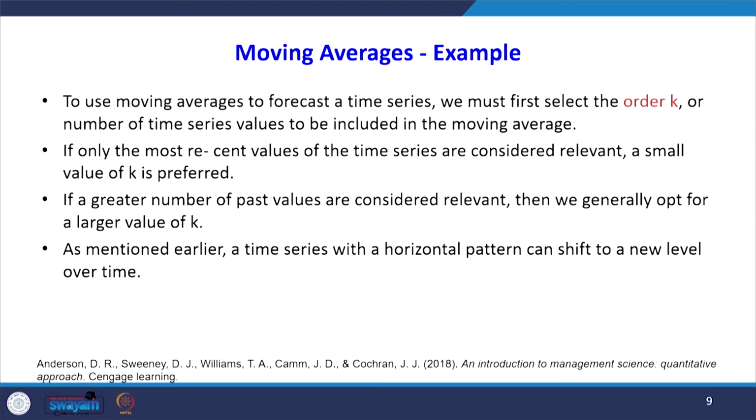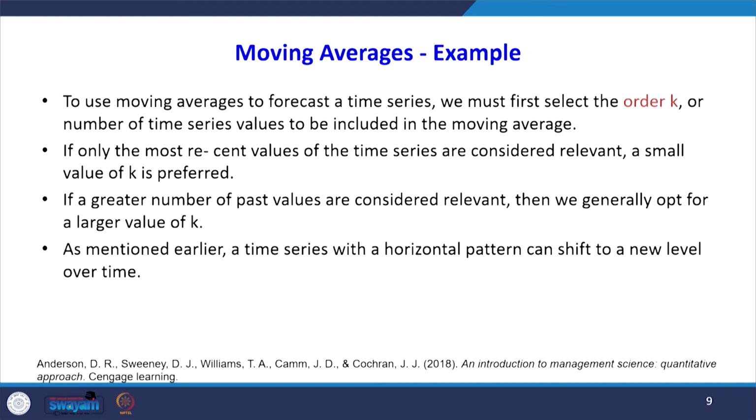To use moving averages to forecast a time series, we must first select the order k, or the number of time series values to be included in the moving average. That is the meaning of k. In our formula also, k is the number of time series values to be included in the moving average. If I say k equal to 3, the last three values will be used for finding the forecast for the next period.